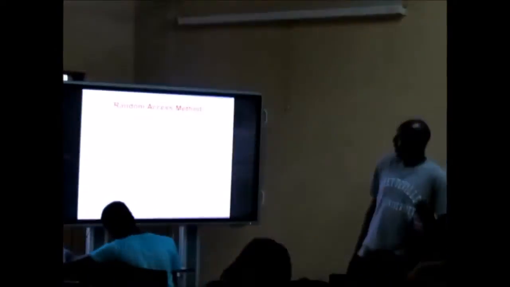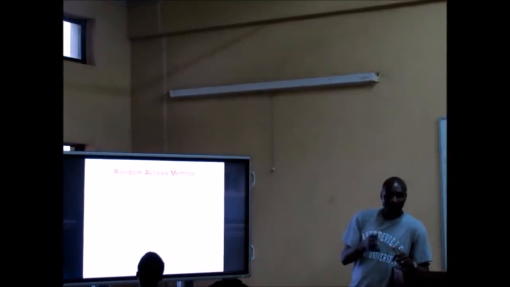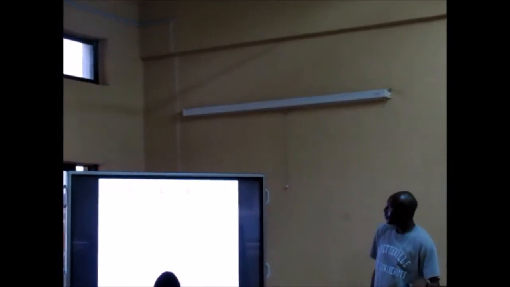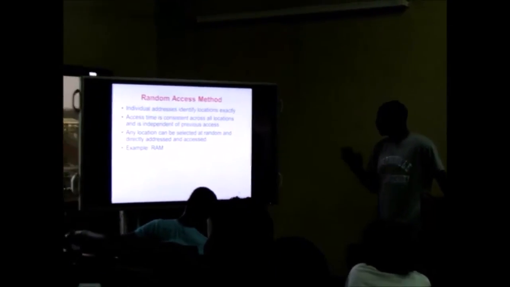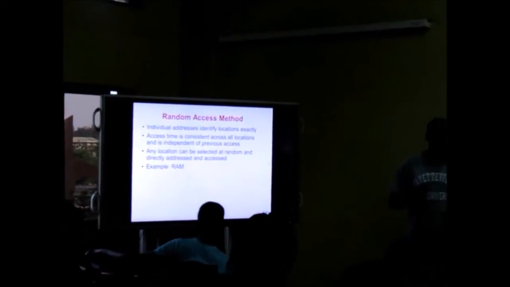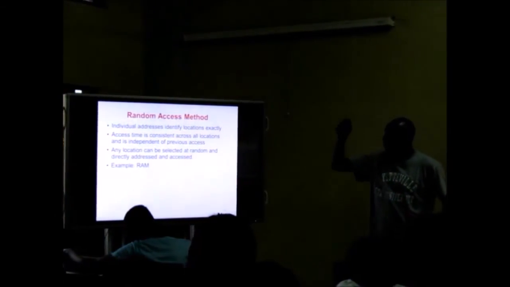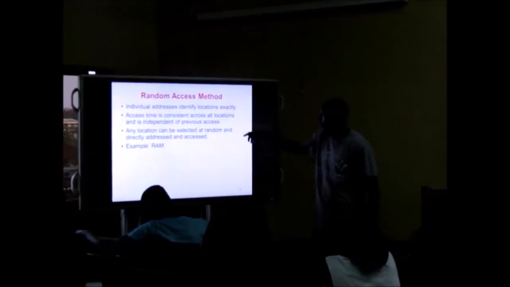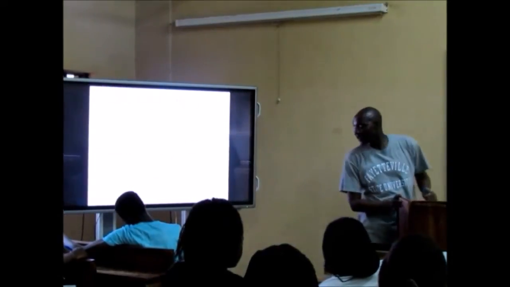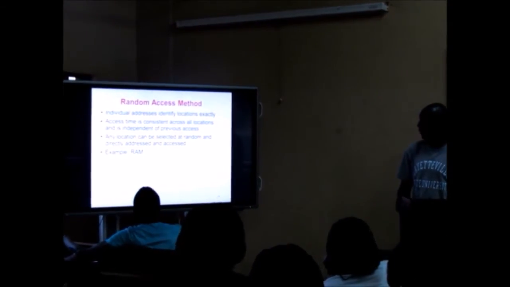Now, there's also the random access method. Some are called random access memory, that's RAM, but here the method is the random access method. Individual addresses identify locations exactly. Access time is consistent across all locations and is independent of previous access. So it doesn't matter where it was the last time. As soon as I say what I want, it just goes there based on the address that you have specified. Any location can be selected at random and directly accessed and addressed. An example of that is your RAM.